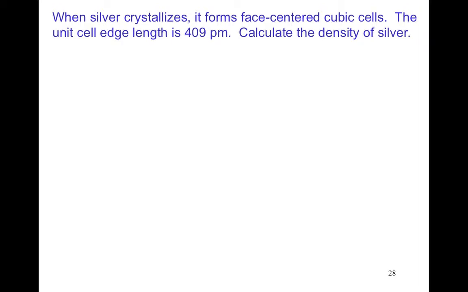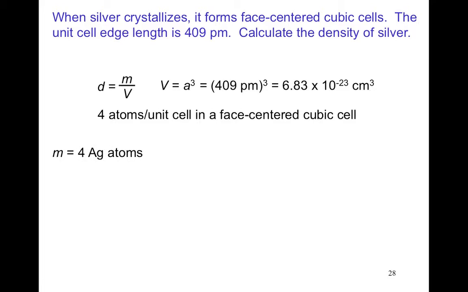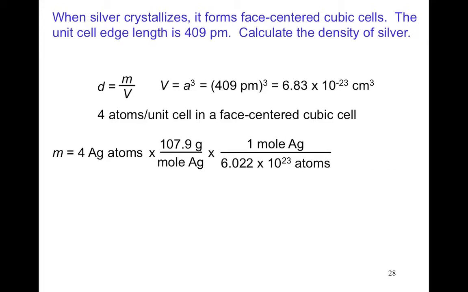So here's an example of a problem. The unit cell edge length is 409 picometers. Calculate the density. So if density is mass over volume and volume is edge length cubed, then we can say we have 409 picometers cubed. That gives us a volume in centimeters cubed. And so there's 4 atoms per unit cell. So our mass of 4 silver atoms is going to be 107.9 times 4.